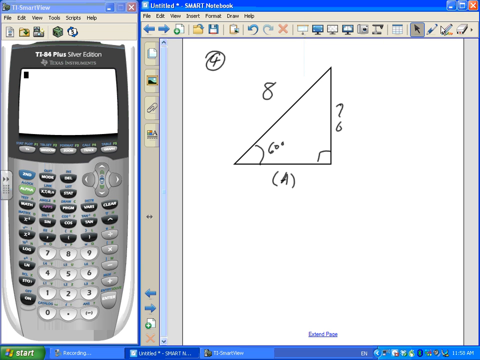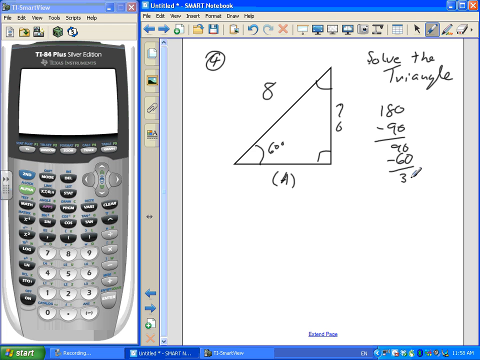Question 4 asks us to solve the triangle. In other words, they want you to find every side and every angle. The angles are easy. We already have two of them. We know the triangle has to add up to 180. So one of the angles is 90. We subtract. The other one is 60. 30 degrees. So we've already solved all of the angles in the triangle.